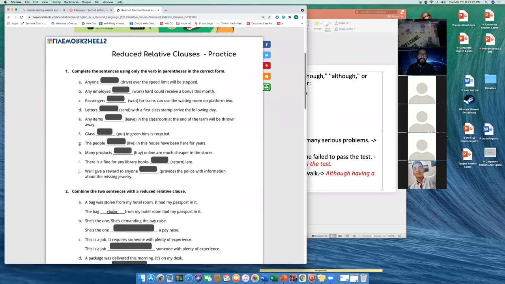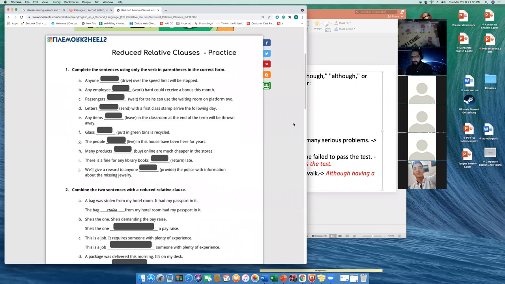All right. Can everybody see the exercise? Yes. Fantastic. So real simple, right? Remember, we turn the verb that's in parentheses, and how do we convert that? How do we convert it? All we need to do is add.